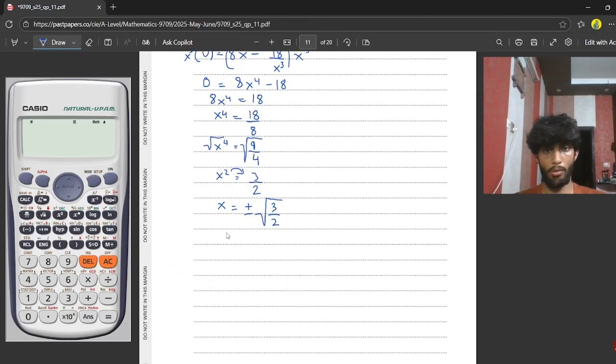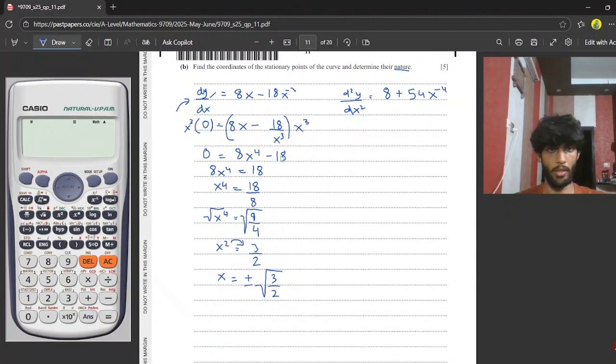Right. Now, what I need to do is check the nature of these stationary points. So I have this thing, d squared y over dx squared, 8 plus 54 over x to the power 4. And both of these answers are going to be minima. The reason for that is because one of the x is a positive value, positive under root 3 by 2. The other is negative under root 3 by 2.